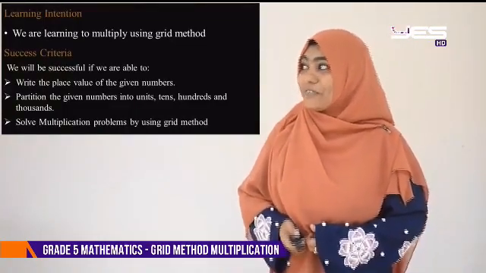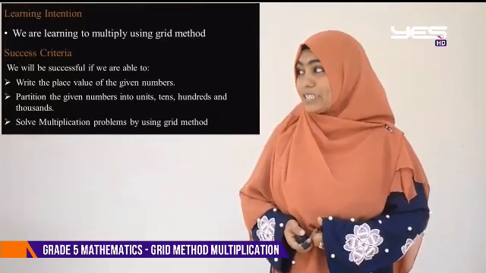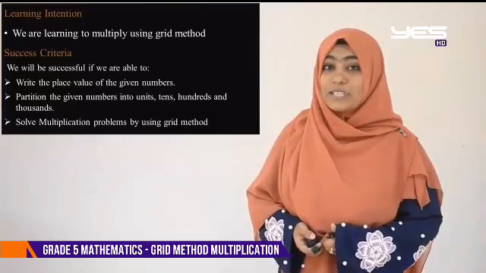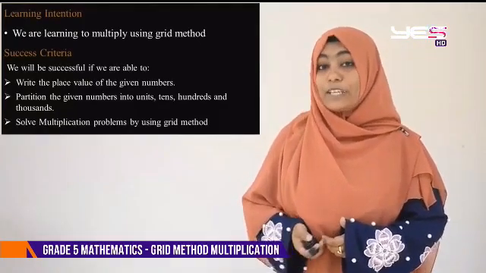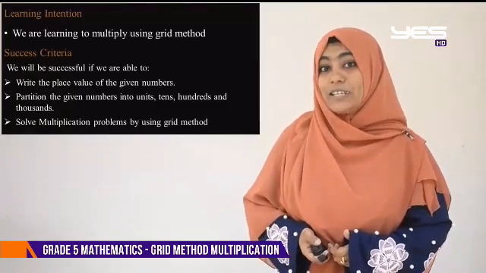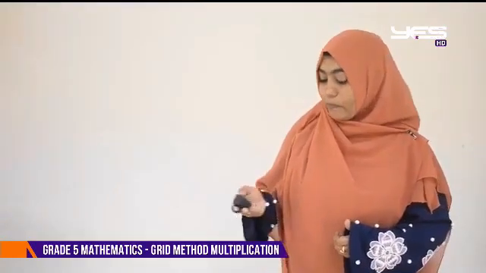Success criteria. We will be successful if we are able to write the place value of the given numbers, partition the given numbers into units, tens, hundreds and thousands, solve multiplication problems by using grid method. So before moving on with multiplication, let's recall place value.